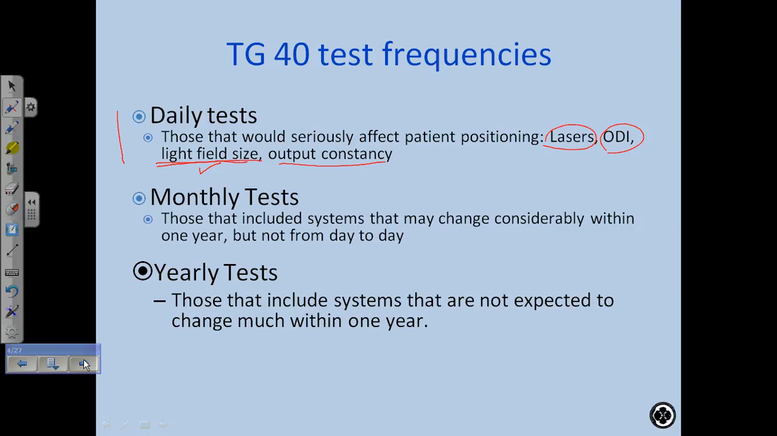So those are dailies. The other thing that they do on a daily, I think I've got another slide I'll talk about. And then monthly tests. So those are for systems that may change considerably within a year, but not from day to day. You wouldn't do a monthly test on something that's going to change during the month, because it's too late. If you're doing it on a monthly basis, you're not going to catch it. You're looking for things that are going to fluctuate within 1 year. If they're going to fluctuate within a month, you're going to do a daily test on it, so you can catch it. And then yearly tests include systems that are not expected to change much over 1 year.